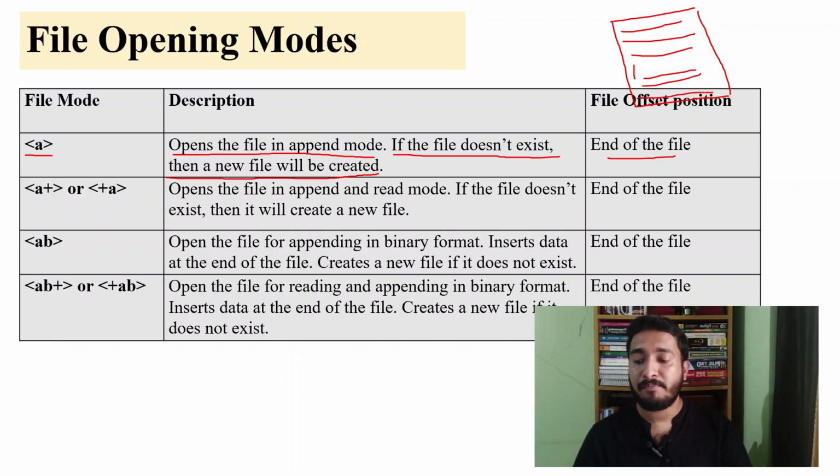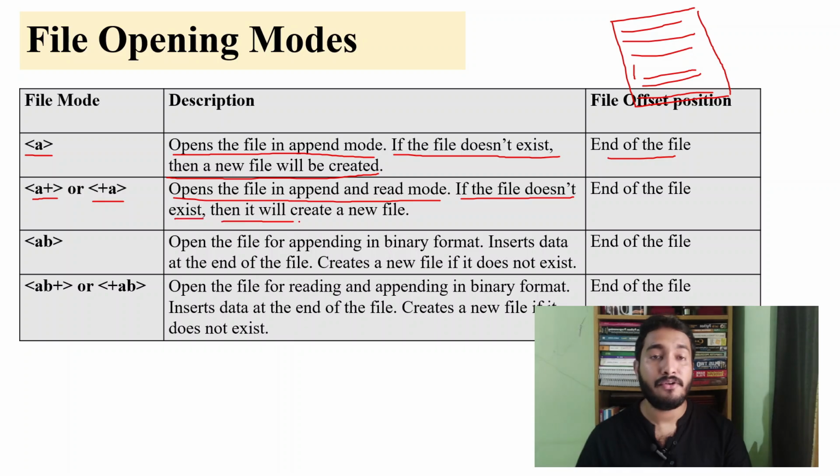So what is A plus or plus A mode? You know that if you open a file using append mode, you can perform only the writing operation. You can't read the content of the file. So if you want to open a file that already exists, add some content onto the file, and read the content of the file, then you have to use A plus mode. It opens the file in append mode and read mode. If the file does not exist, then it will create a new file.